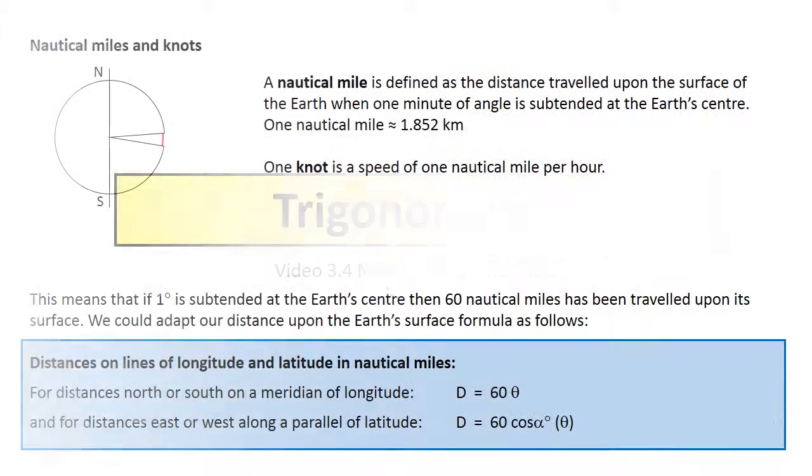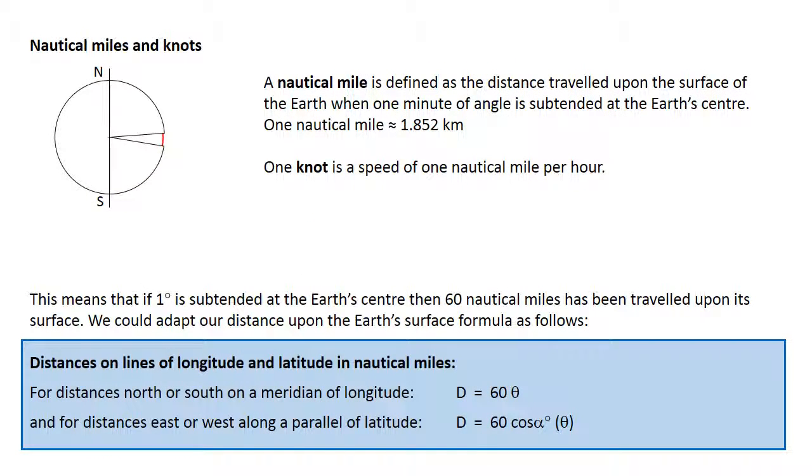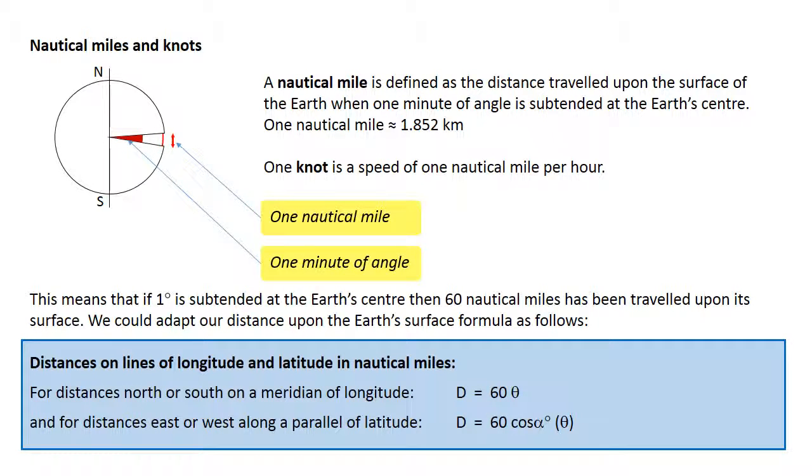This video covers nautical miles and knots. A nautical mile is defined as the distance travelled on the surface of the Earth when 1 minute of angle is subtended at the Earth's centre. 1 nautical mile is approximately equal to 1.852 kilometres. 1 knot is a speed of 1 nautical mile per hour.